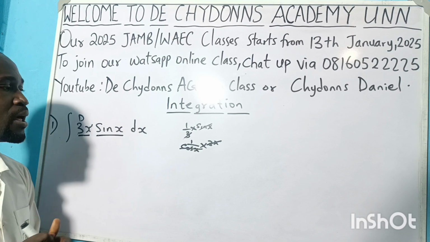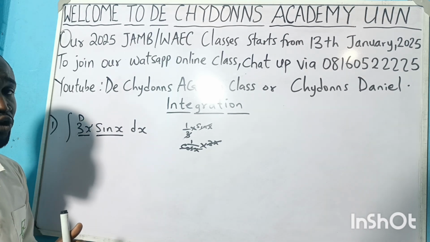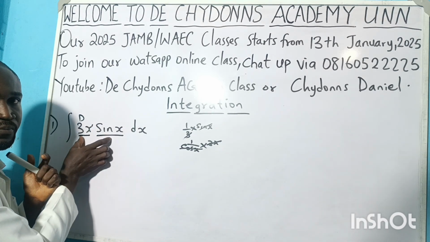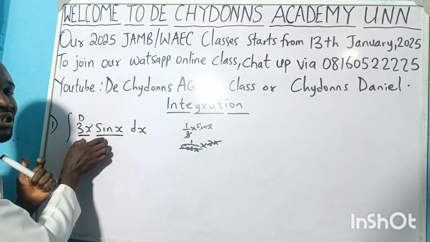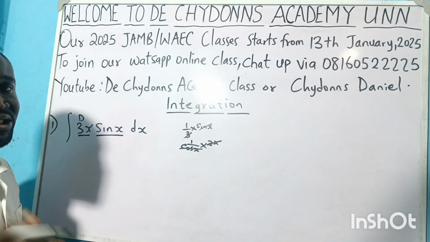I hope it's clear. Now, when do you use integration by parts? Also when there is a product function. Because I said two possible methods can be used here, that means I can now use integration by parts here. What does integration by parts state?